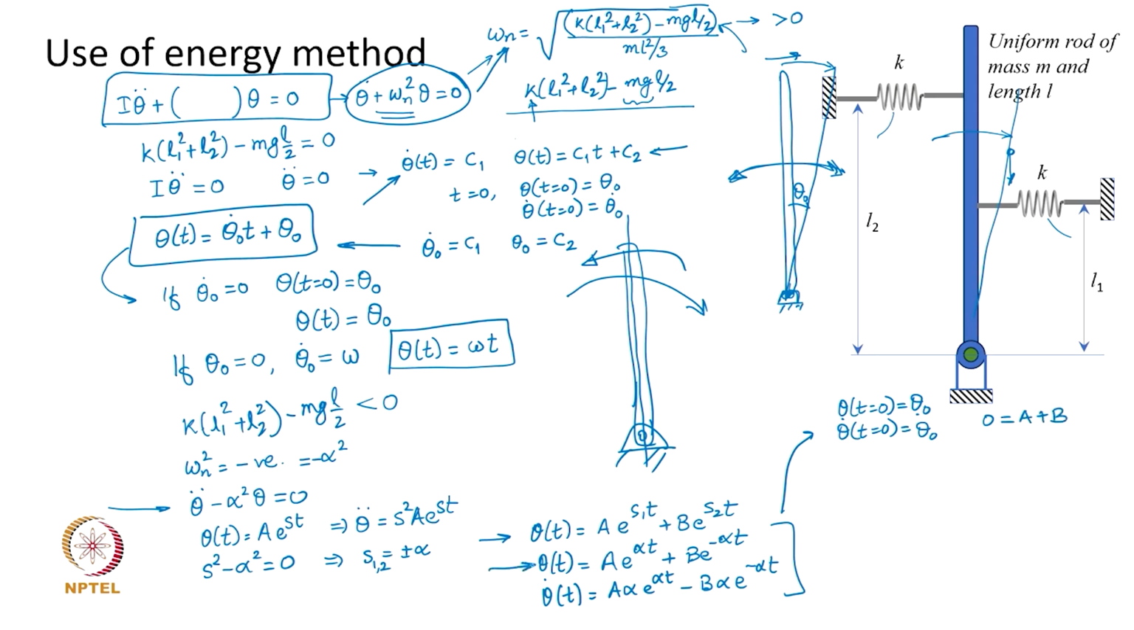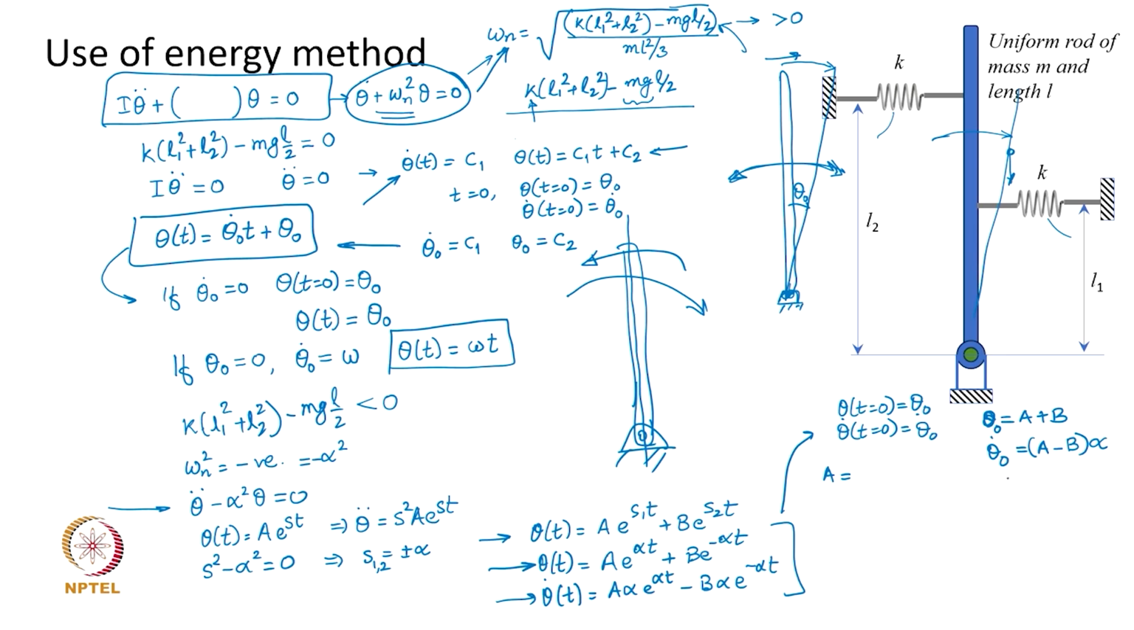Okay. This equation gives me a plus b equal to theta naught, and using the other equation, theta naught dot gives me a minus b into alpha. Okay. So, using these two equations we can get expressions for a and b. Obviously, a plus b is theta naught and a minus b is theta naught dot by alpha, right.